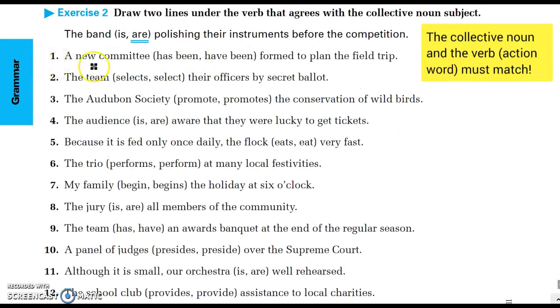1. A new committee has been or have been formed to plan the field trip. Because it says a new committee, I know it's singular. It's talking about a single committee. Because it's singular, I would choose has been.